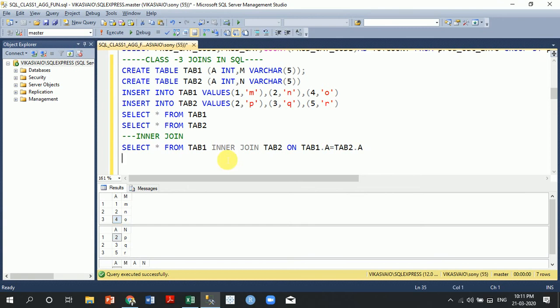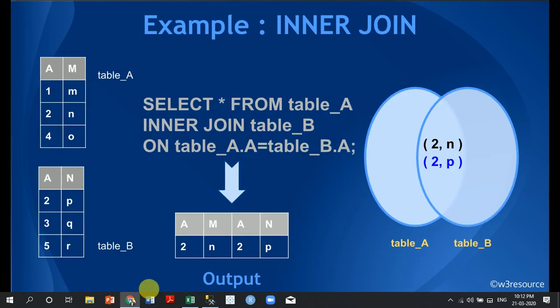So I hope this is clear to you all, how two tables are getting joined with the help of inner join. You need not worry: in MySQL you can directly write inner join and a where clause will work perfectly here, but in SQL Server you need to write the on clause. Then, moving towards the next. I hope this inner join is clear to you all.